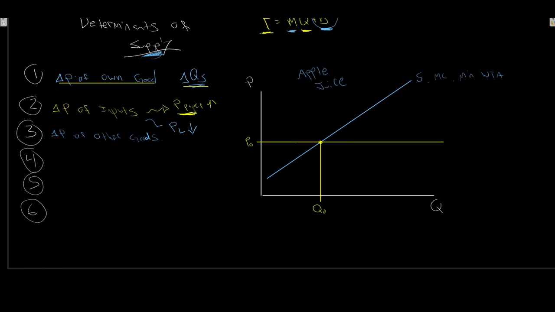Okay, our next determinant of supply. We have change in own price, change in the price of inputs, change in the price of other goods. We're also going to have our next one here. We'll call this one technology. Changes in technology, sometimes you'll see this as technology slash weather. Changes in technology and weather really are just exogenous events that occur that make our production either more effective or less effective.